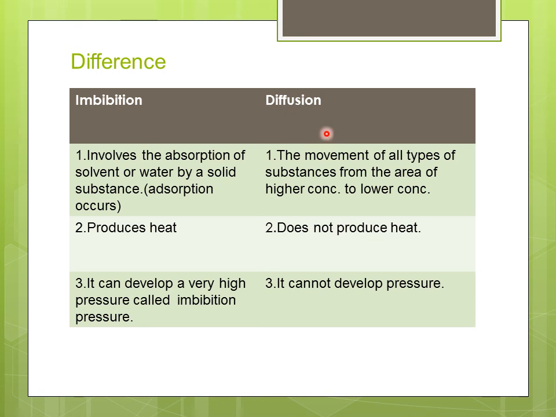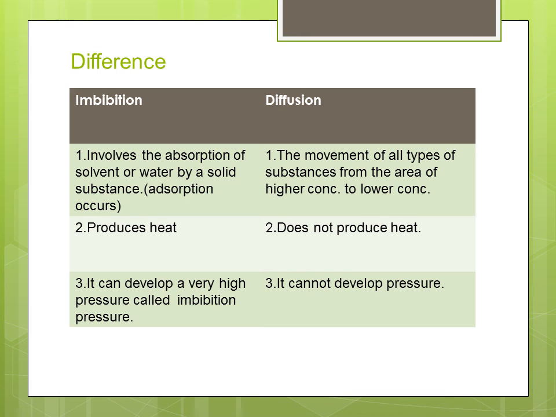So make a column of 3 like this. Divide the page into 3. Write imbibition on top, then diffusion, and last osmosis. Like this you differentiate between the 3. You get many types of differences in your exam, so it is a very important question, and you should try to develop these skills of writing differences on your own. This one I have done for you.